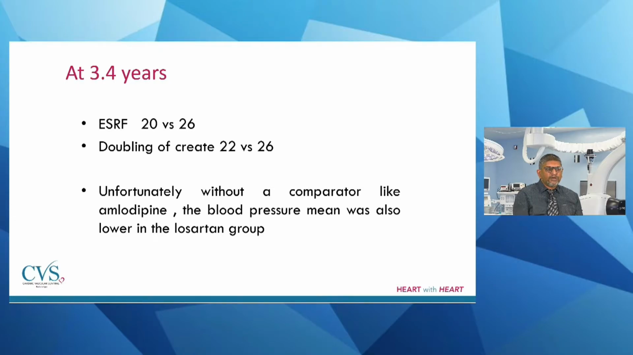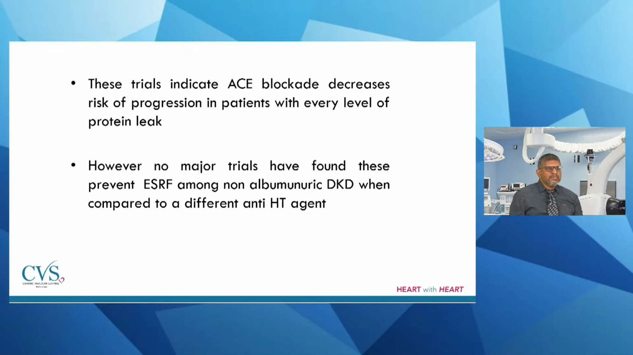But because they did not compare with, they used losartan versus any other blood pressure medications, so they couldn't correct for the blood pressure so much with the renal. So basically, all these trials indicate ACE blockade decreases the risk of progression at every level of protein leak.